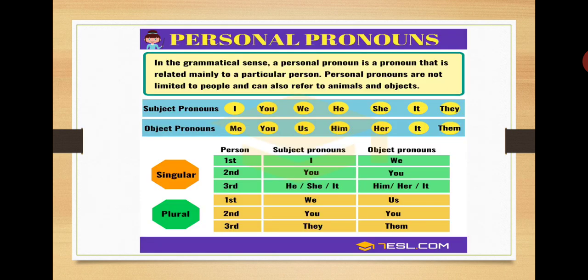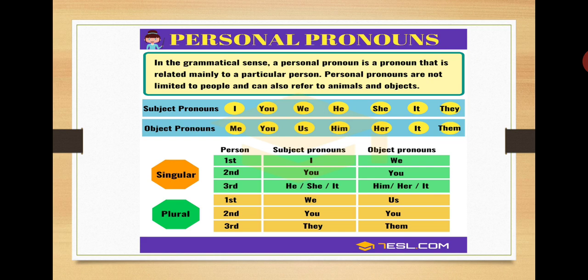Now, the kinds of pronouns. The first one, personal pronouns. In grammar, children, a personal pronoun is a pronoun that is related mainly to a particular person. Personal pronouns are not limited to people and can also refer to animals and objects. Personal pronouns stand for three persons: the first person, second person, and third person.